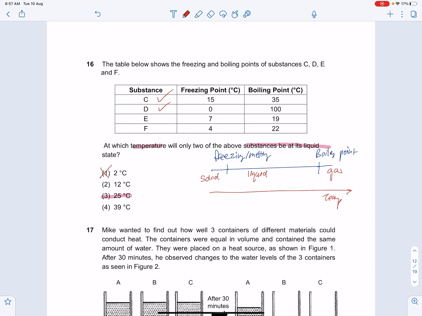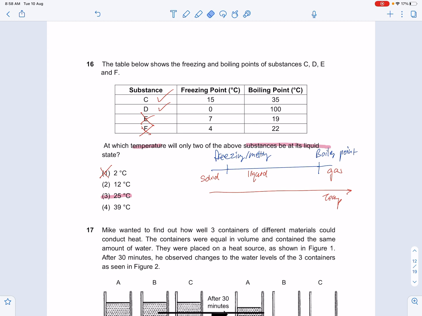Now let's take a look at E. Now in E, the freezing point is at 7. Okay, 2 is actually before the freezing or melting point, so therefore it is still a solid. So the answer is no, it cannot be a liquid. And for F, the freezing point is actually 4, which is over here. Okay, 25 degrees is actually above it, so yes, it's going to be a liquid, but wait, because 25 degrees is also above the boiling point, it's going to be a gas. So in this case, no, it is also not going to be a liquid.